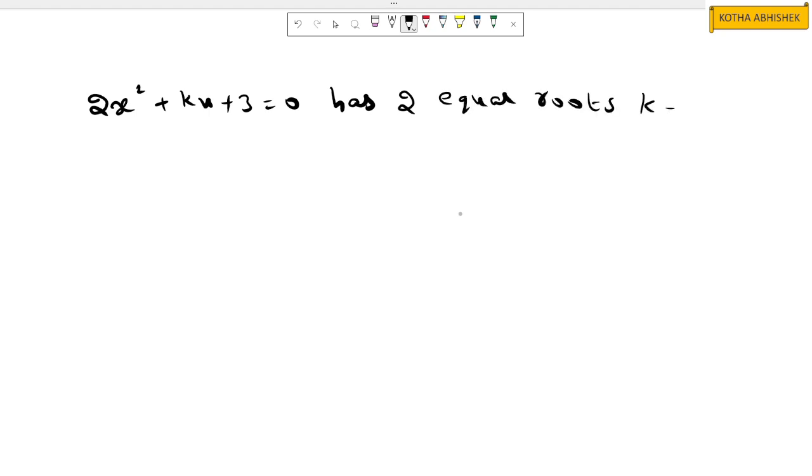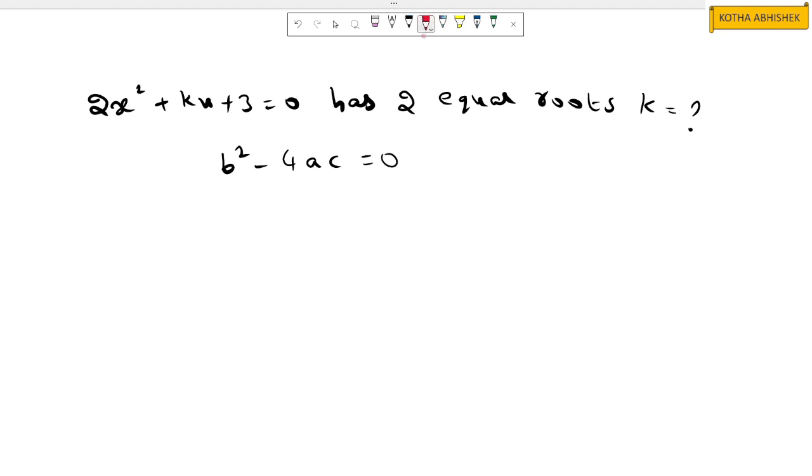Okay, next one more important question: 2x square plus kx plus 3 equals 0 has two equal roots. Then find the value of k. This question is from quadratic equations, so every time one question will come from this. If a quadratic equation has two equal roots, then find the missing one. So the formula is b square minus 4ac equals 0.